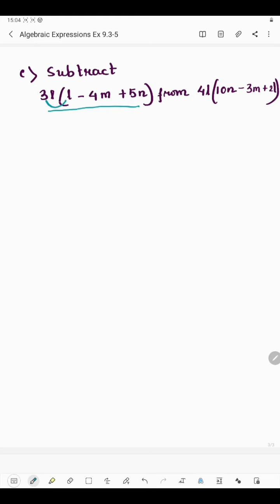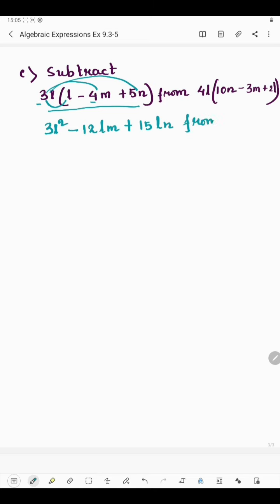So 3l will be multiplied by l. Here the monomial should be multiplied by all three terms present inside the bracket. So 3l into l is 3l square because l is present twice, so l square. Minus 4 into 3: this should be multiplied by the second term. So at first we need to multiply the numbers. So 3 into 4 is 12 and l into m is lm, plus, multiply by the third term. So 3 into 5, we multiply the numbers at first. So 3 fives are 15 and then l into n is ln.